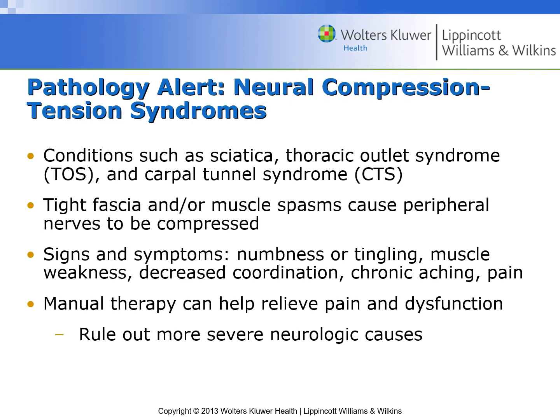Let's take a moment to consider neural compression and tension syndromes for this pathology alert. Conditions such as sciatica, thoracic outlet syndrome, and carpal tunnel syndrome are examples of tension syndromes and compression syndromes. The tight fascia and/or muscle spasms can cause peripheral nerves to be compressed. The signs and symptoms are numbness or tingling, muscle weakness, decreased coordination, chronic aching, and pain. Manual therapy can help relieve pain and dysfunction, but we must first rule out severe neurologic causes.